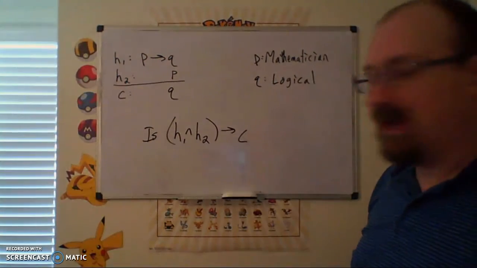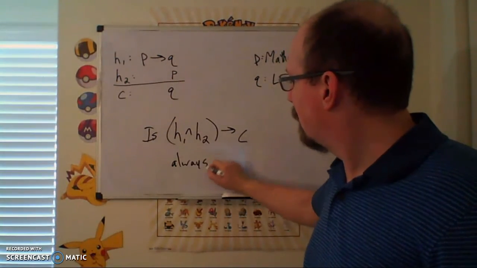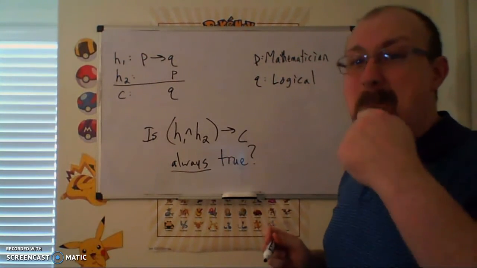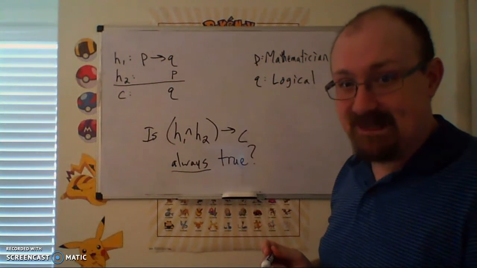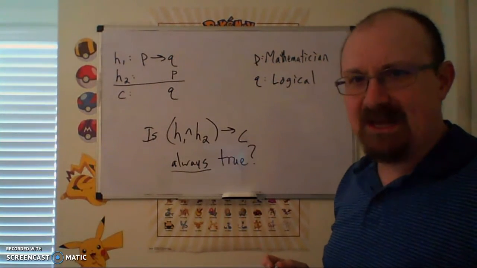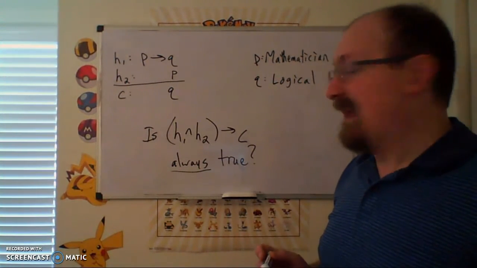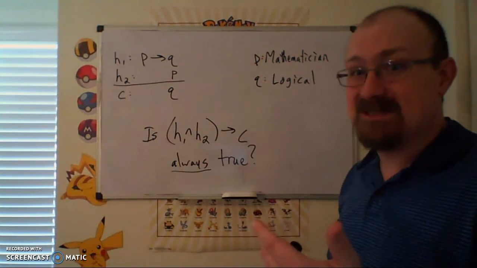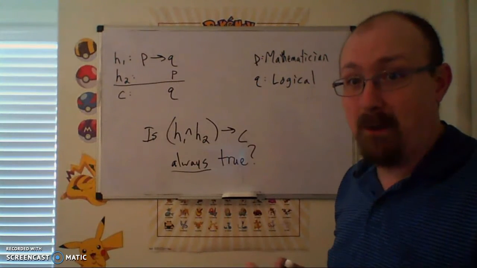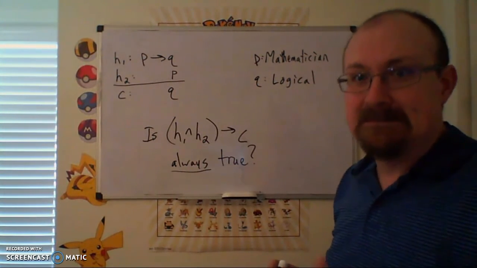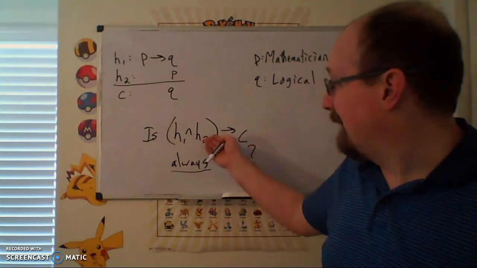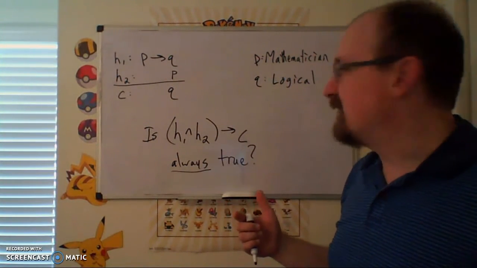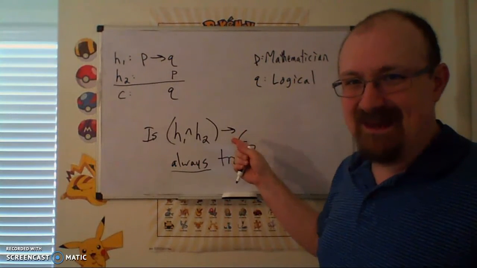So sort of our punchline here: if this is true, no matter what's happening for the simple statements that go into it, that's what logic experts call a tautology. So if that happens, then the argument's valid. If there is any possible permutation of true and false values for the component statements that makes this compound statement false, then the argument is invalid. It doesn't hold up.